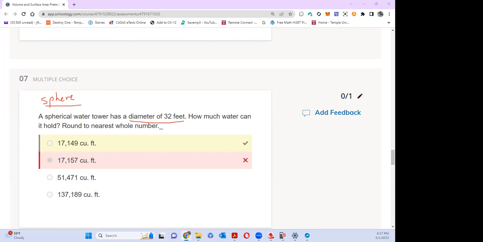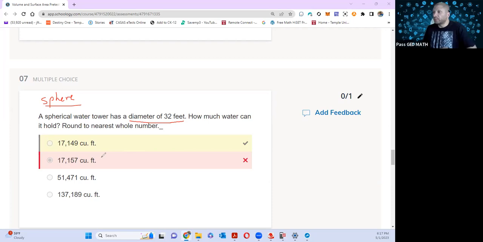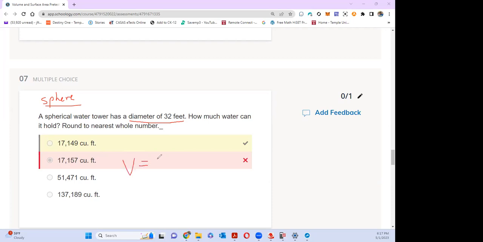3/4 times pi times r cubed. Say that again. Volume equals... 3/4? You sure it's times 3/4? Mm-mm. It's 4/3. I'm sorry. 4/3. You sure it's 4 thirds? It's 4/3 pi times r cubed.